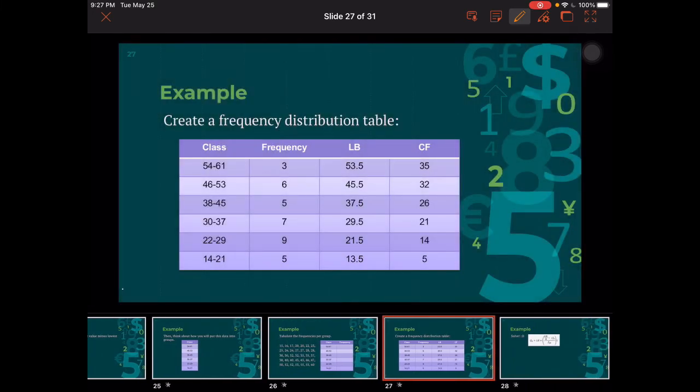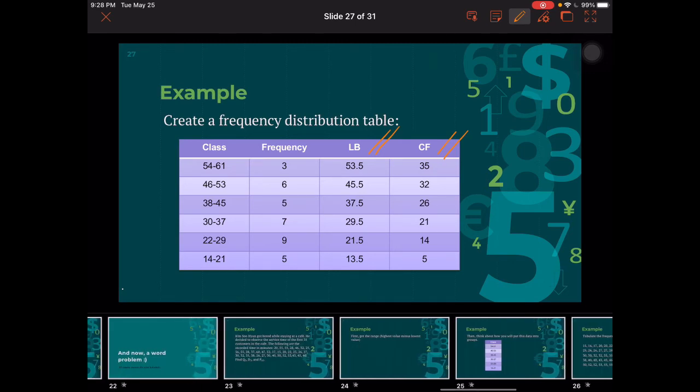Ano nang susunod natin? Syempre, gagawa na po tayo ng frequency distribution table. So, magdadagdag tayo ng 2 pang columns for your lower boundaries and for your cumulative frequency. Okay? So, now to expedite the process, isusolve ko na lahat para naman hindi nyo sabihin na minamadali ko kayo. Okay? So, I will solve for all of the things na kailangan natin.